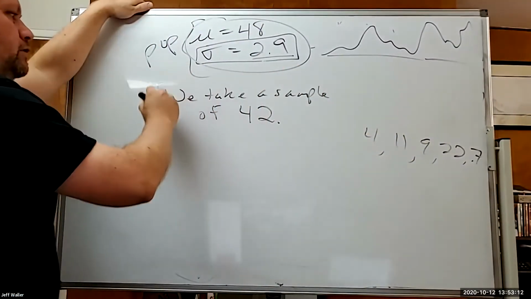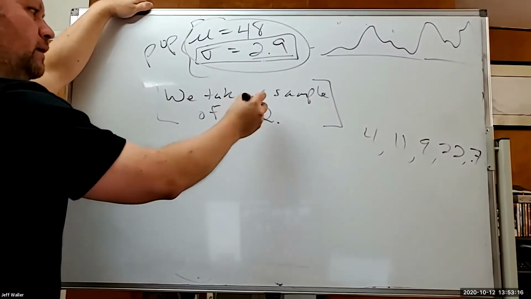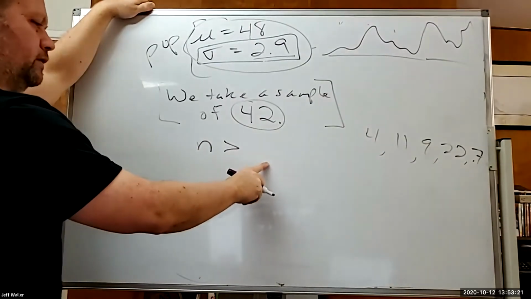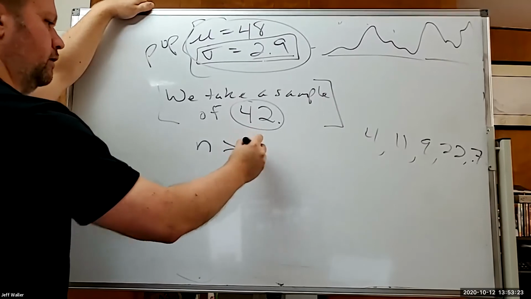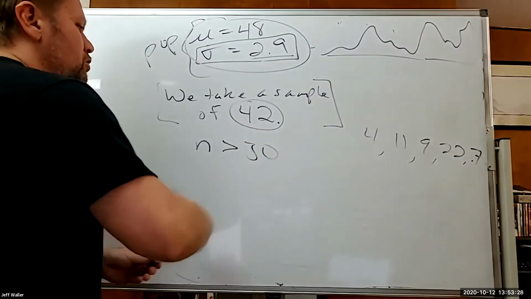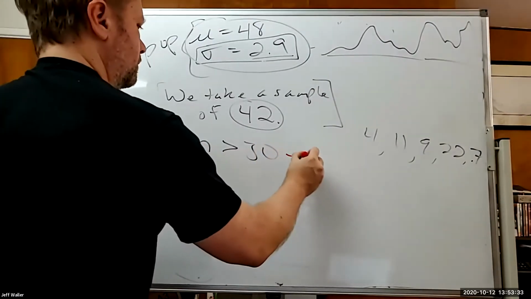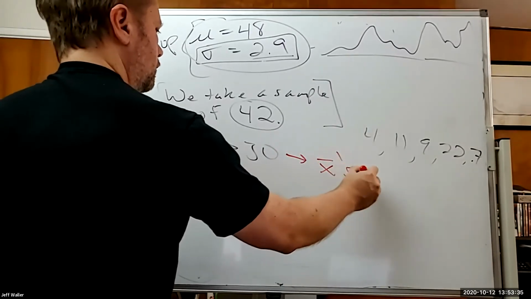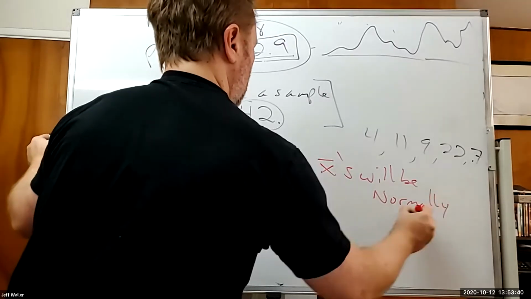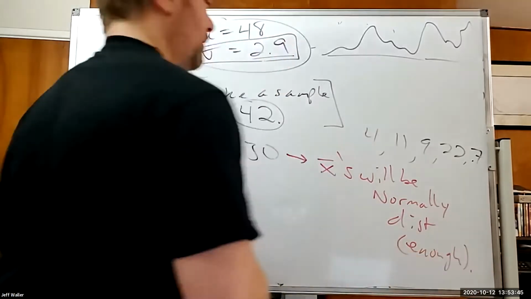But the minute I do this is what we discovered last time. The minute that my sample size is bigger than what? What's the magic number? Does somebody remember? 30? 30. The minute that I take samples larger than 30, the sample means will be normally distributed. Normally distributed enough. Let me say it like that.